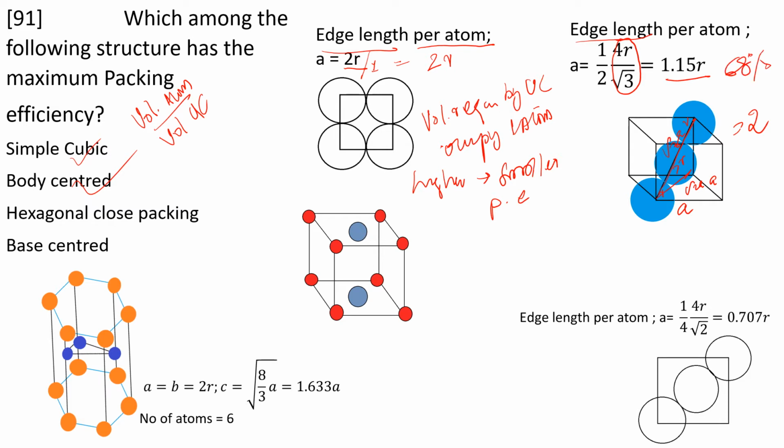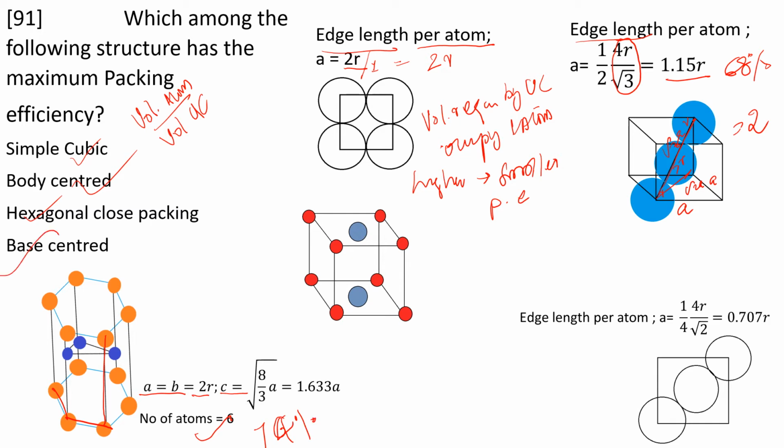Now, for hexagonal close packing, you have A and B equal to 2R and C is equal to under root 8 by 3 times A. Now this is your A, this is B, and this is C. Number of atoms is equal to 6 and the packing efficiency is around 74%.